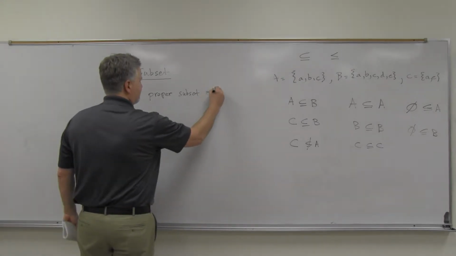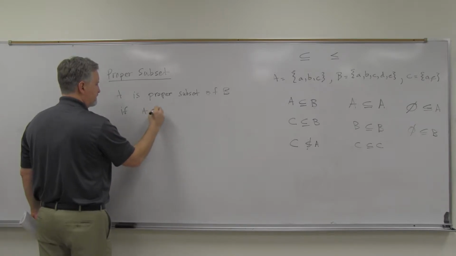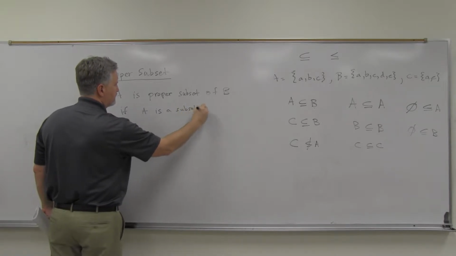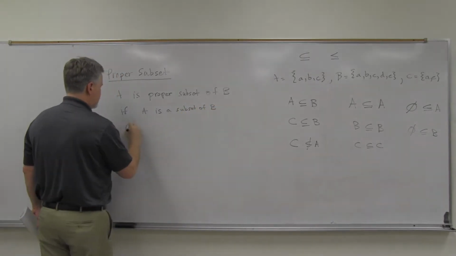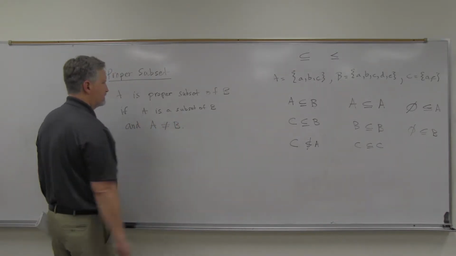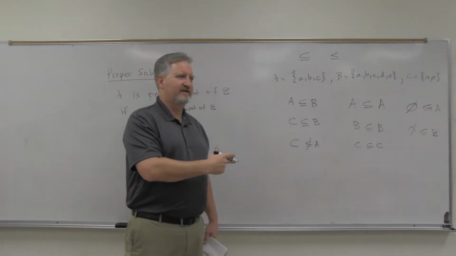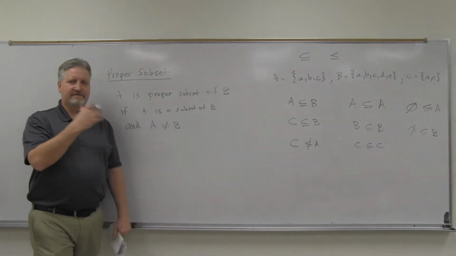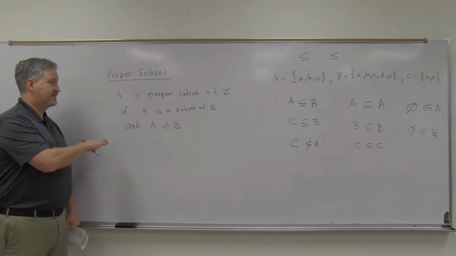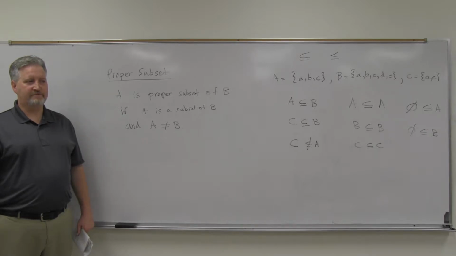Okay. All right, now, on the proper subset, here's what we got. A is a proper subset of B if A is a subset of B and A does not equal B. So there's an extra little restriction there. To be a proper subset, it's a subset, so every element of A is an element of B, but you've also got A is not equal to B. So it's a proper subset.